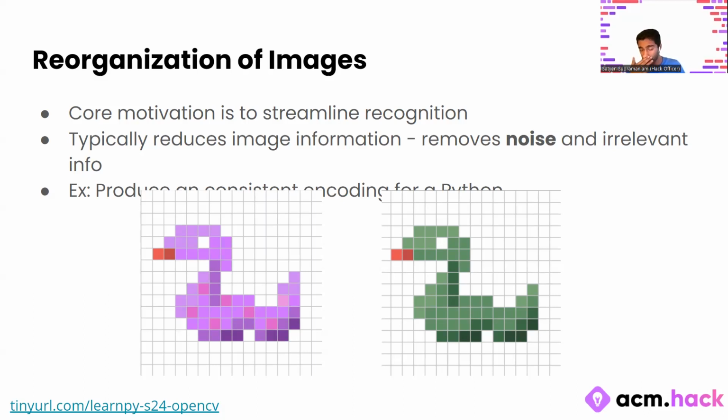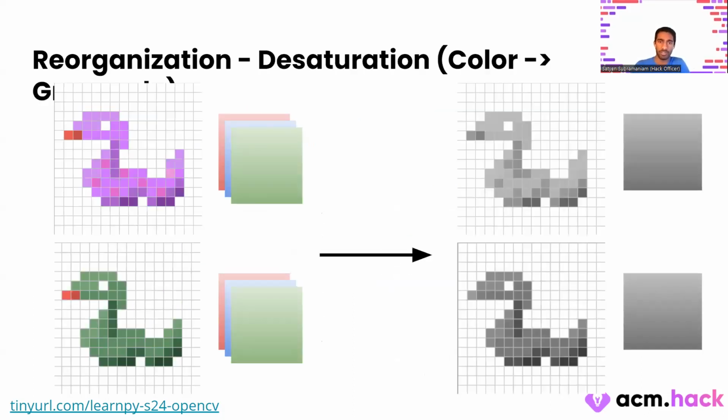The example we're going to work with is looking at the Python and then the green one here, and trying to encode a consistent representation so that when we perform a recognition task on them, it's very easy to tell that they're the same, that they're both pythons.